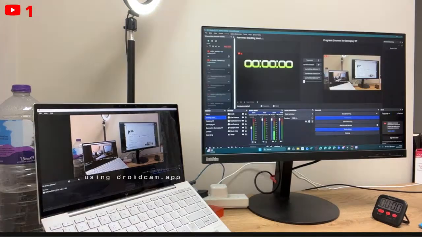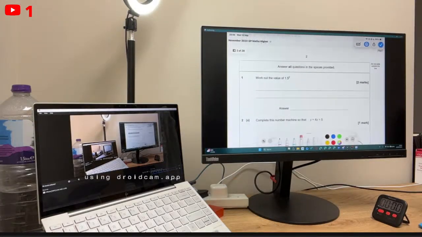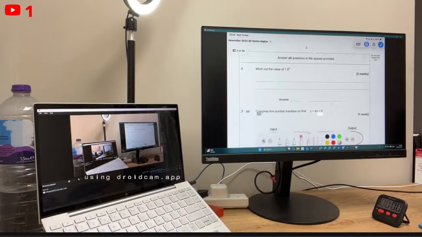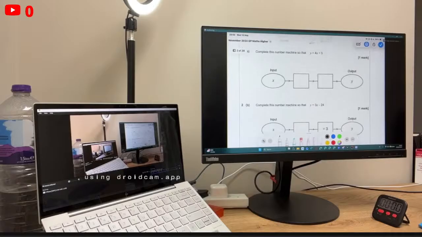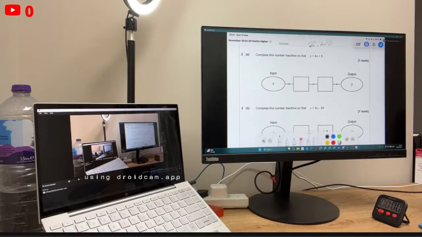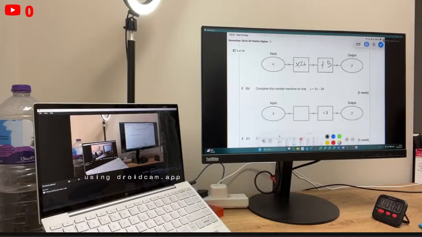So let's go. Work out the value of 1.5 squared. So that's just 1.5 times 1.5, which equals 2.25. Moving on. Complete this number machine so that y equals 4x plus 5. So we do times 4 and then plus 5. Complete this number machine so that y equals 3x minus 24.